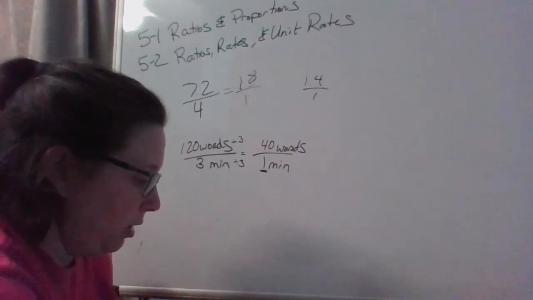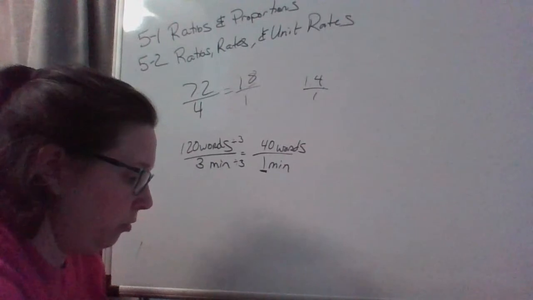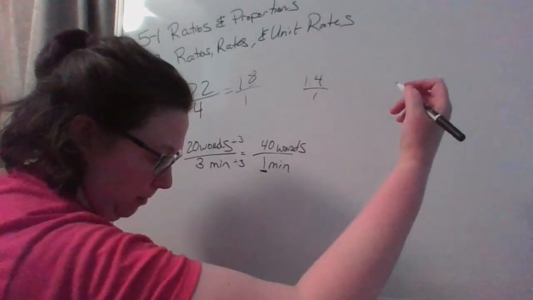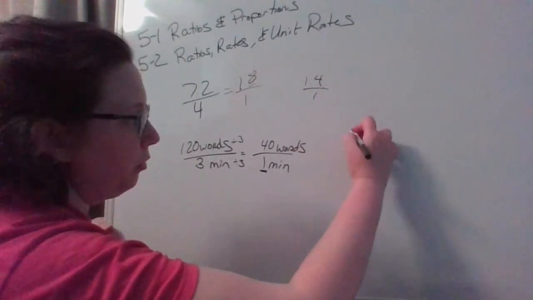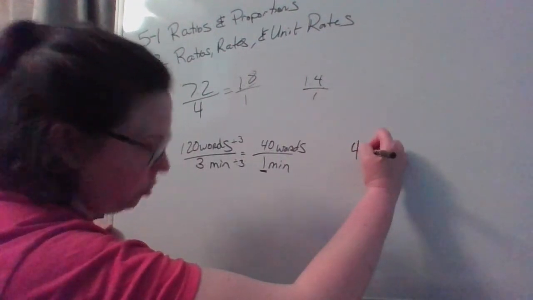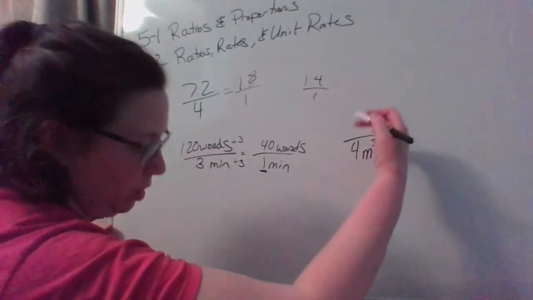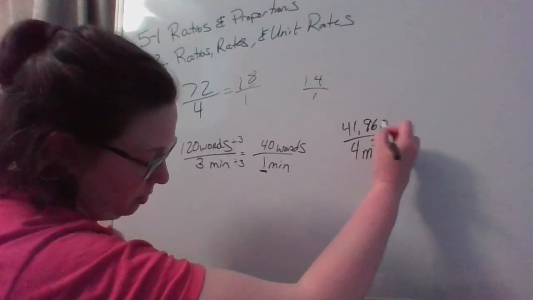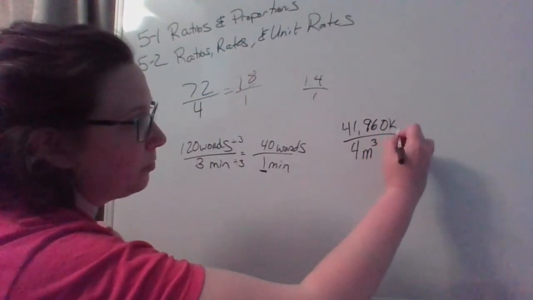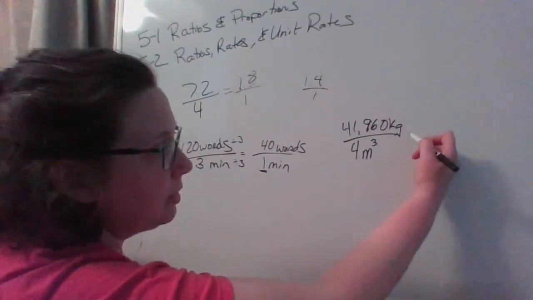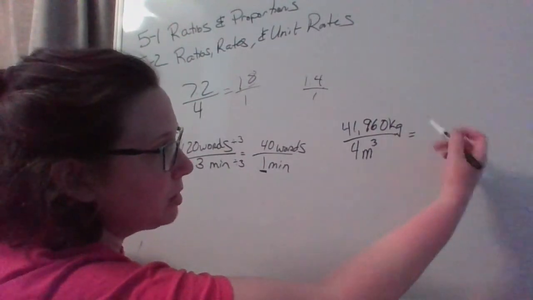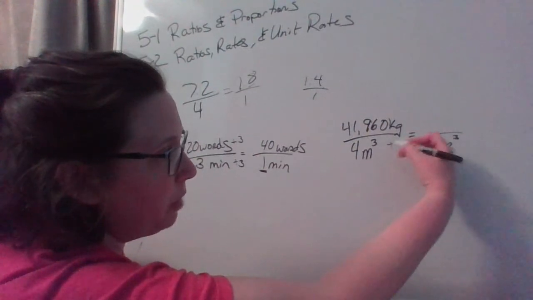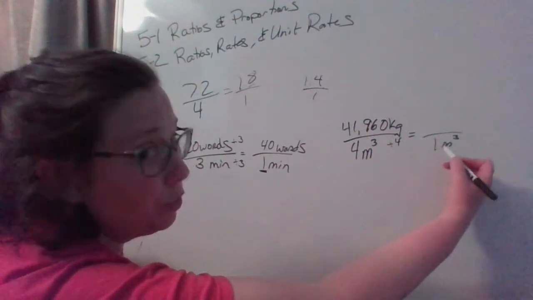If you are looking at example 2, we have a density problem. We are told that silver for 4 cubic meters, so 4 meters cubed, weighs 41,960 kilograms. And they want us to figure out what the density of silver is. Well, density means how much does it weigh for 1 cubic meter. So we're going to divide by 4 here to get our unit rate.